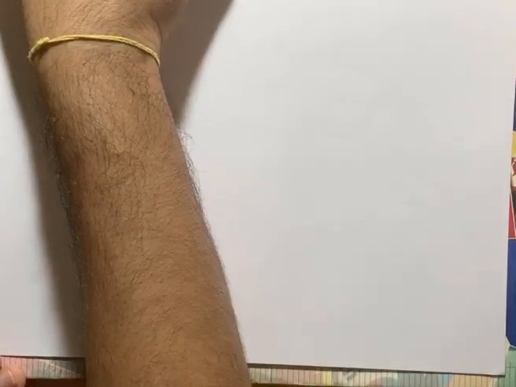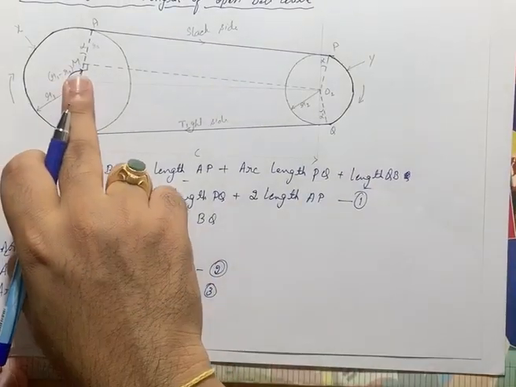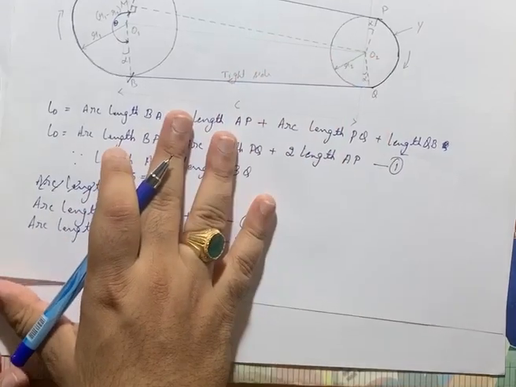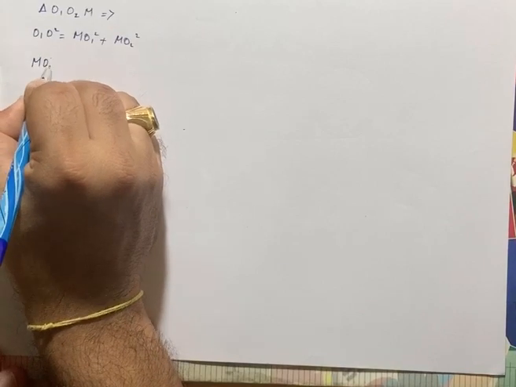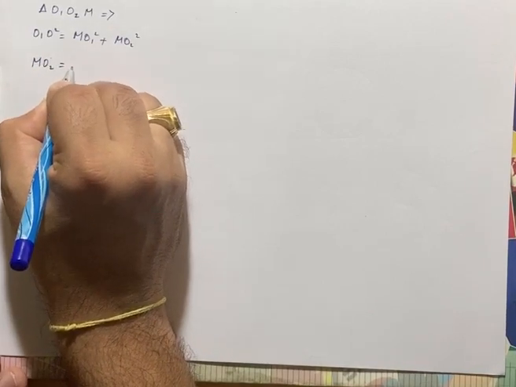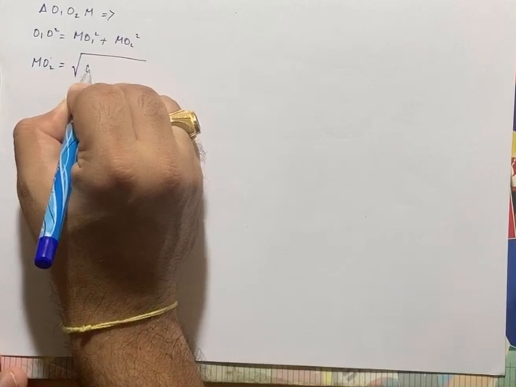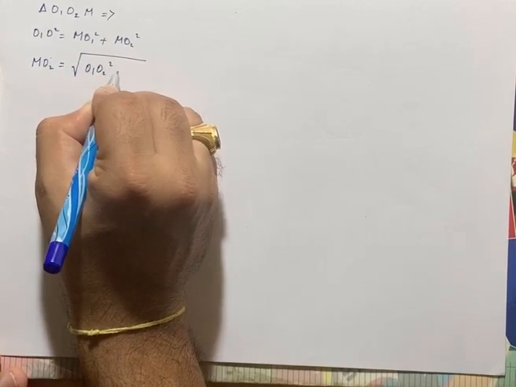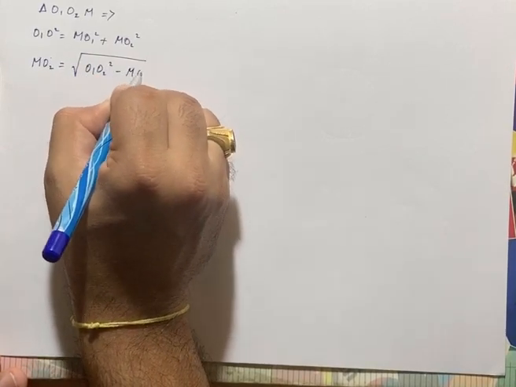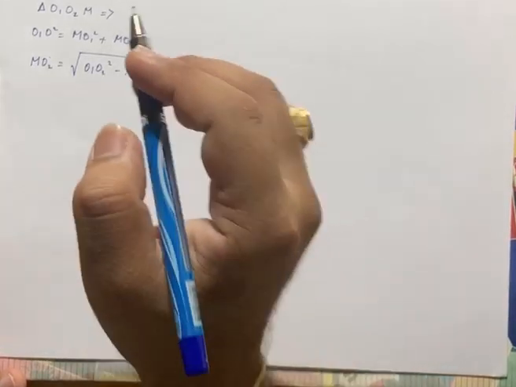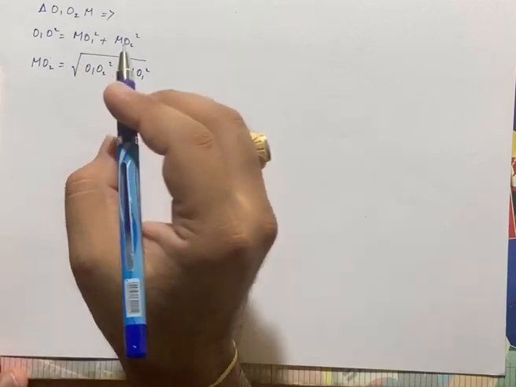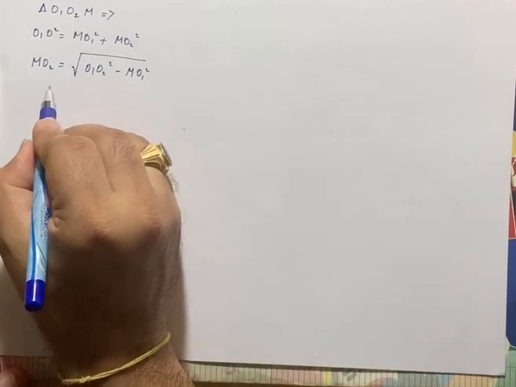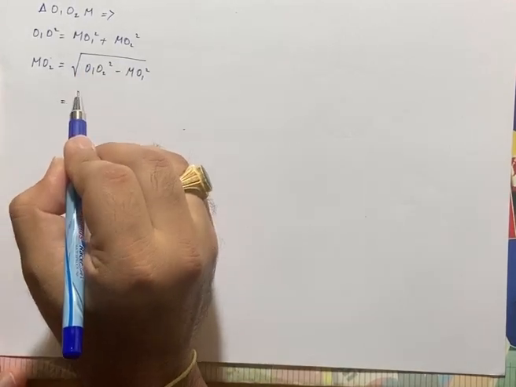But what are we supposed to find? We are supposed to find M O2 here. Now what is M O2? It is equal to square root of O1 O2 square minus M O1 square. What I have done is I have taken this on the other side and taken the root on both the sides. So M O2 is what I am supposed to find.